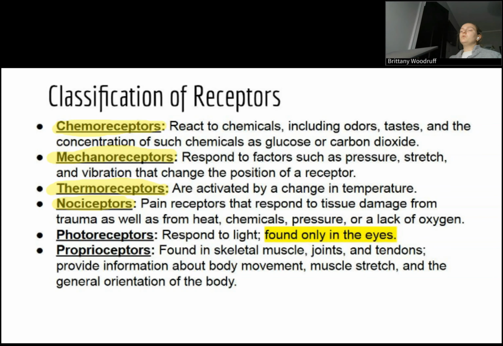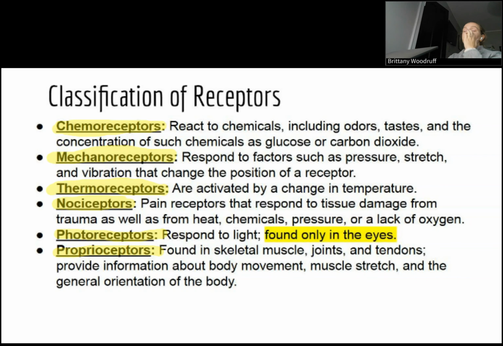Photoreceptors. Photoreceptors are going to respond to light, and they are only found in your eyes. So think about when you take a picture, there's a flash. That flash of light, photoreceptors. Only found in the eyes.